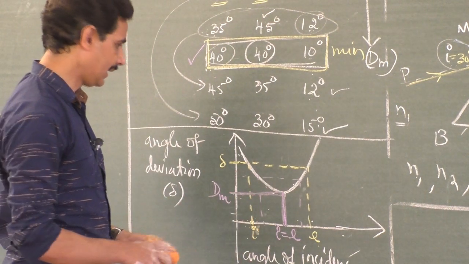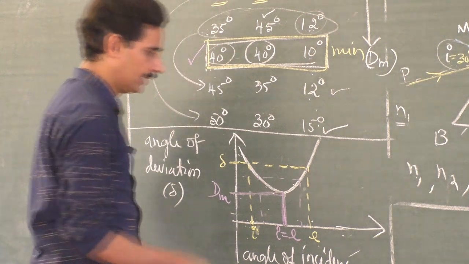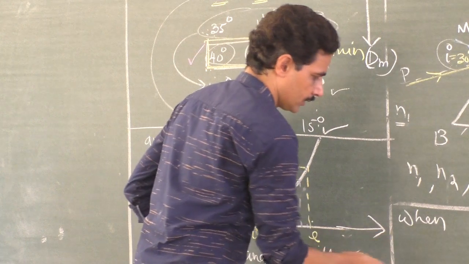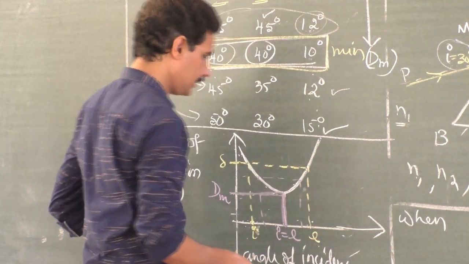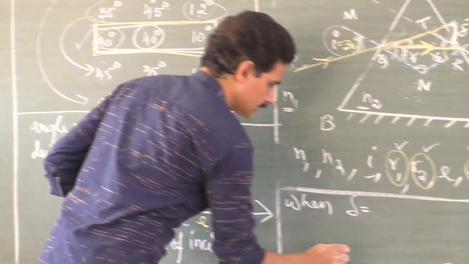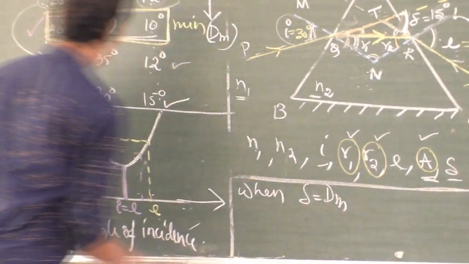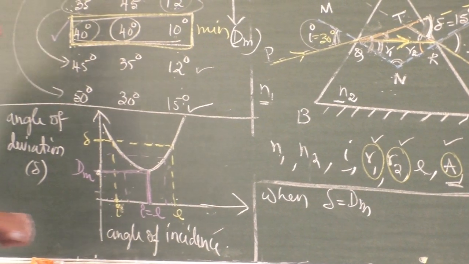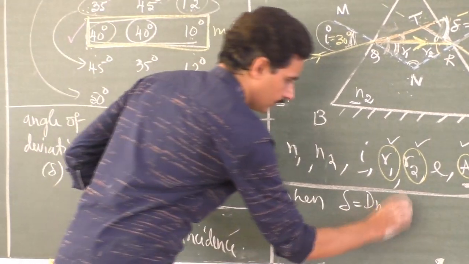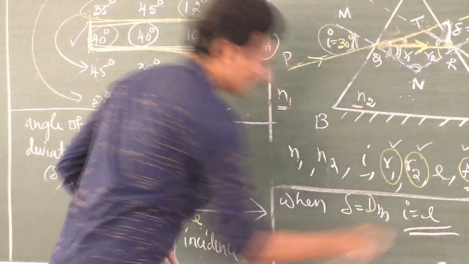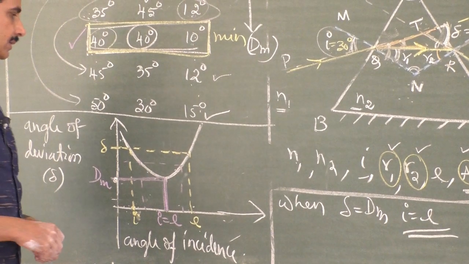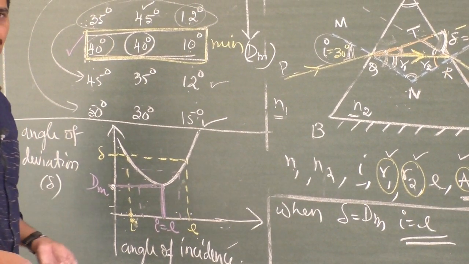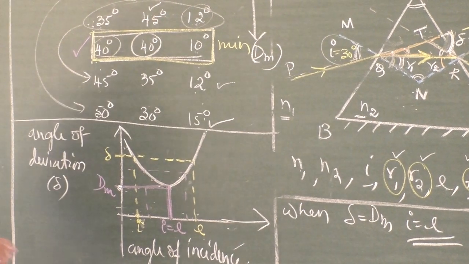Right? So, shall I write here like this? When delta is equal to dm, hope you can see this one. When this value of delta is minimum, dm, what will you get? I is equal to E. Correct? When delta is equal to dm, d minimum, angle of incidence is equal to angle of emergence.